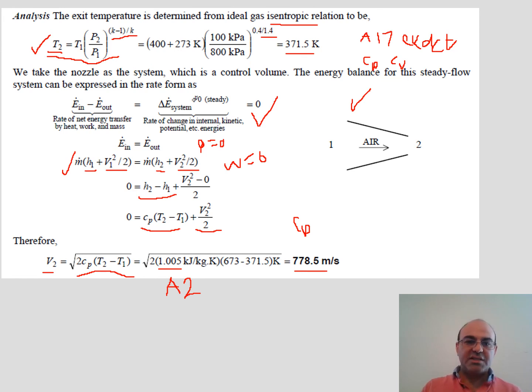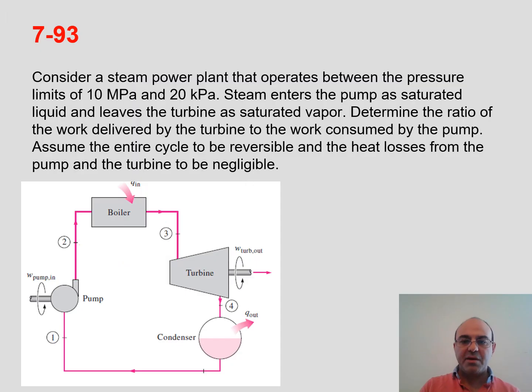So let me see what other problem we. All right, so this is another problem, 793. Consider a steam power plant that operates between the pressure limits of 10 megapascals and 20 kilopascals. So 10 is the pressure here, inlet to the turbine, and 20 kilopascal is the pressure here, exit of the turbine and inlet to the condenser.